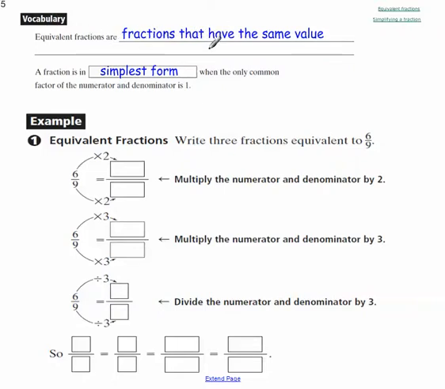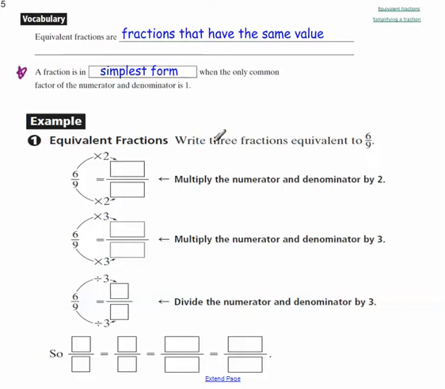Equivalent fractions is a fraction that has the same value. When I have equivalent fractions, I always want to be sure that I'm writing my fraction in simplest form. So from here on out, writing a fraction in simplest form is kind of an implied rule. So if it can be simplified, be sure that you simplify it.